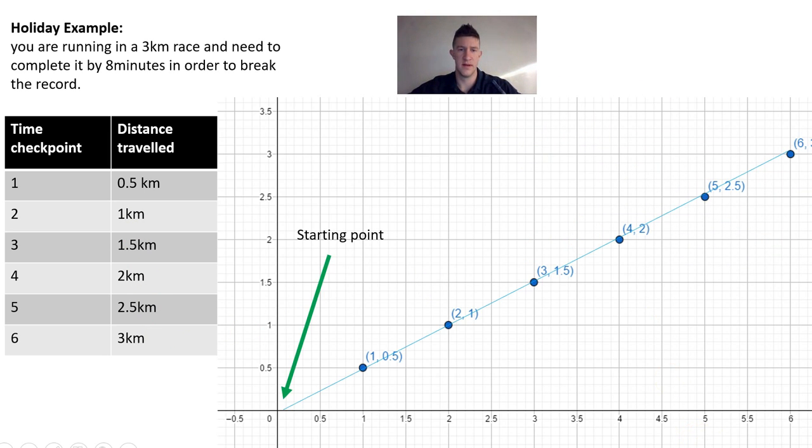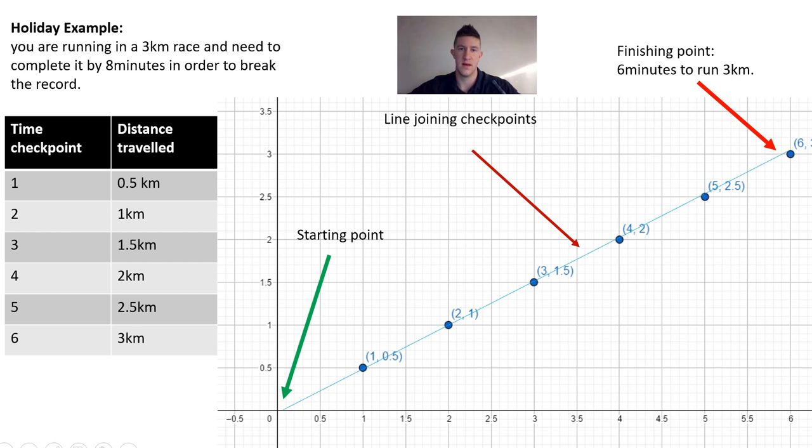So now, this is where I started, right? When time was 0, that's before I've started the race. I finished the race at 6 minutes, which is where I've run 3 kilometers, which was the objective. So that's my finish, that's my start. This is the line that joins all of my checkpoints. So this is the line of my world record effort. If I'm on that line, I'm going to break the record. If I'm off the line, I'm either faster than the record or I'm slower and I'm not going to break it.